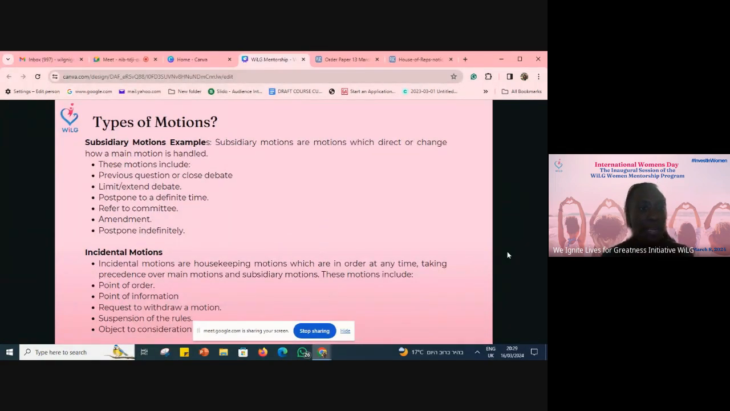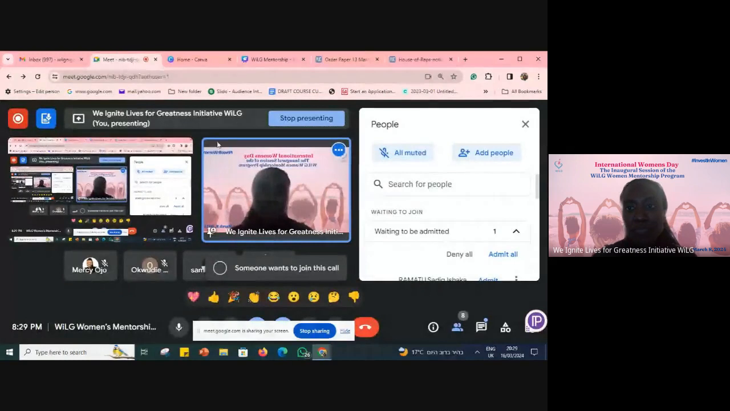So it's just like I said, if you have a previous question or you need to close the debate, if you want to extend the debate or limit the debate, you can bring up a subsidiary, or you want to even postpone that motion, the deliberation of that motion to a definite time, you can do that. If you say, oh, it's important that this motion is brought, but sorry, let me add somebody.